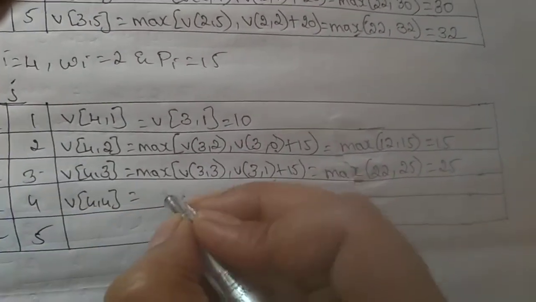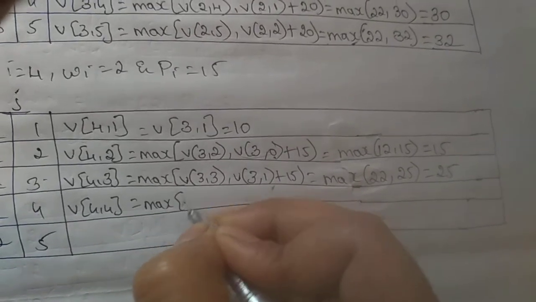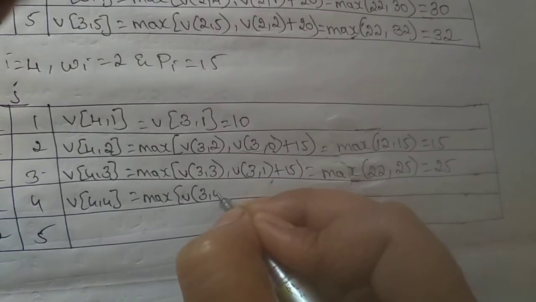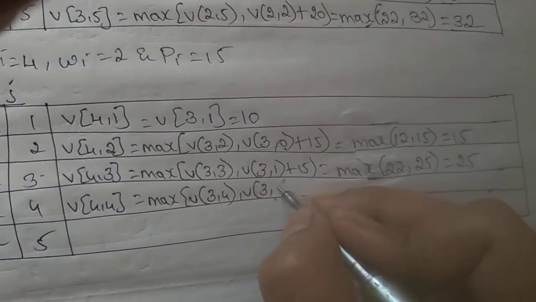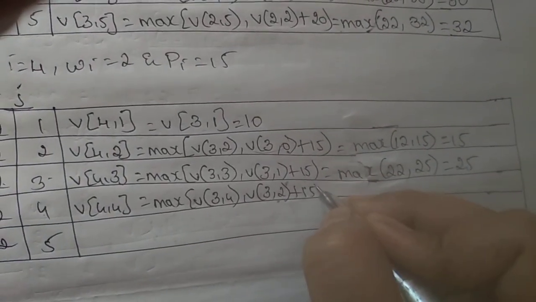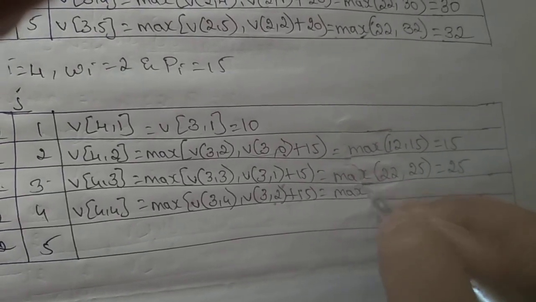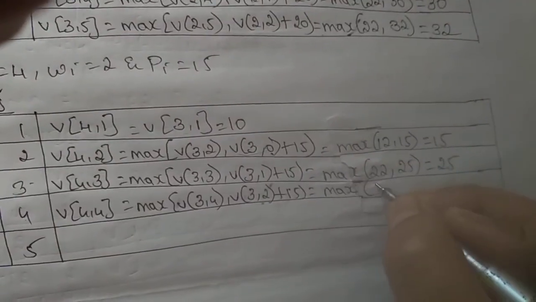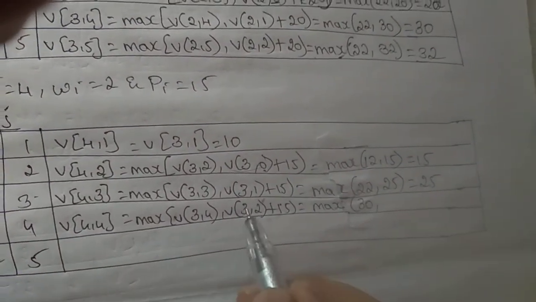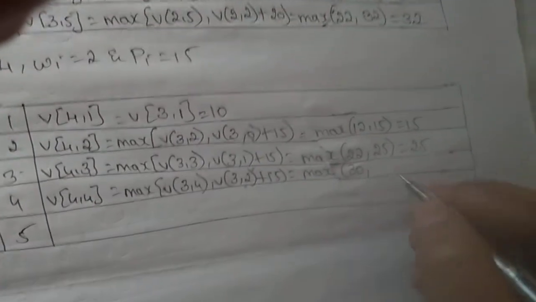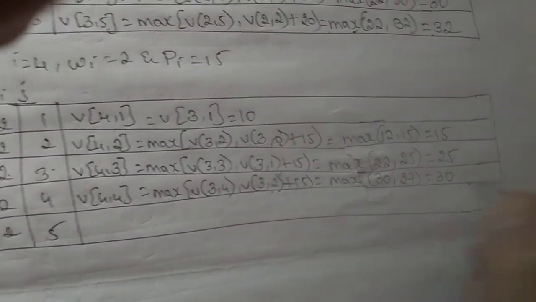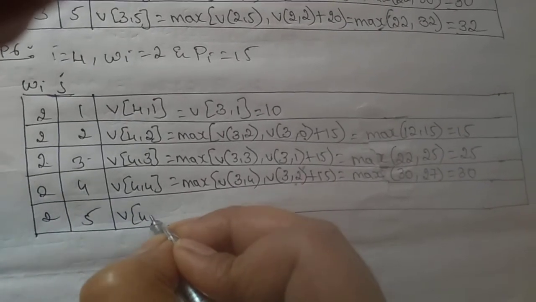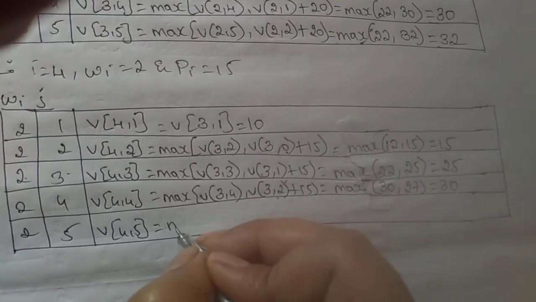Then v of 4, 4. Here also wi less than j. So max v of i minus 1, that is 3, 4. v of 3, 4 minus 2, it is 2 plus 15. So max of 3, 4 is 30. Then 3, 2. 3, 2 is 12. 12 plus 15 is 27. Maximum is 30.